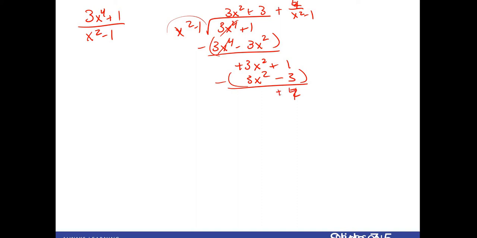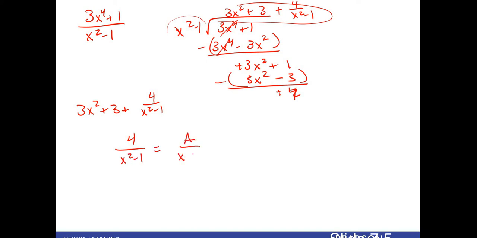If you're confused by that, ask me to do it again in class. Again, my apologies. But there's my polynomial. Now, all I have to get a partial fraction for is the last piece. So I'm going to look at my 4 over x squared minus 1.